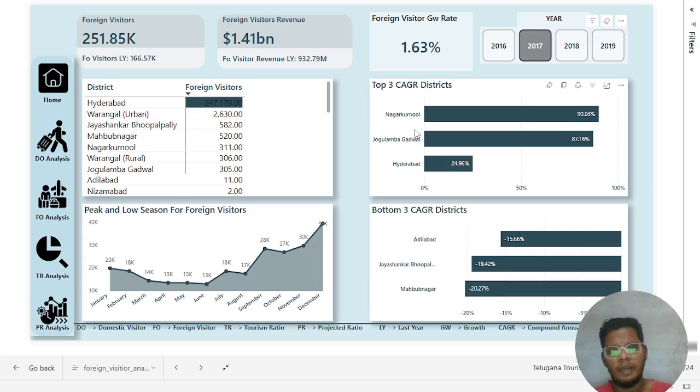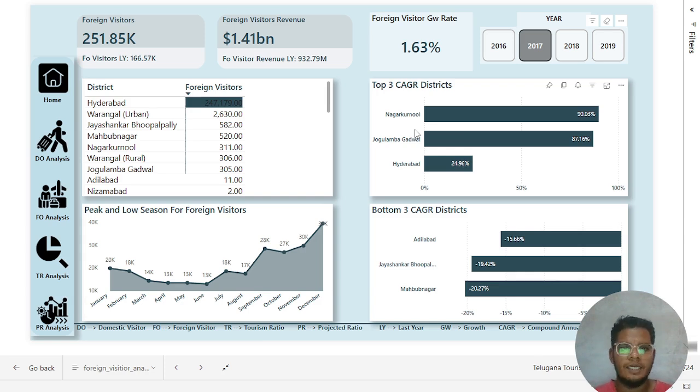Adilabad, Jayashankar Bhupalpally, and then Mahabubnagar. Bottom three means a very minute number of people visited, and the rate is even negative, which means the people's count is decreasing. For example, in 2017, 15 people visited, but in 2018 none of them visited. No head count is there, which means it comes under the negative.